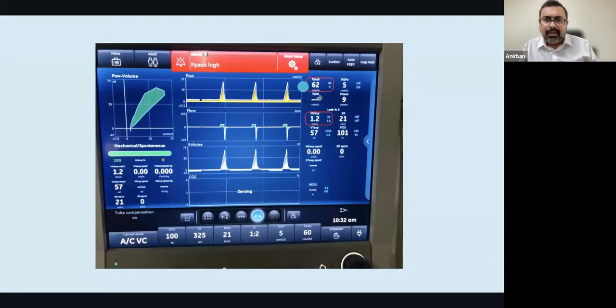As you can see, the peak pressure alarm has been set off. The peak pressure is very high, and the tidal volume is not getting delivered. So this may be a case of partial or almost near occlusion of your endotracheal tube, and the patient is not getting ventilated. So this becomes an emergency. You should immediately put the patient on 100% oxygen and probably change the tube.